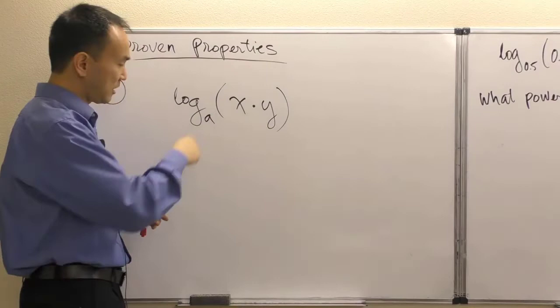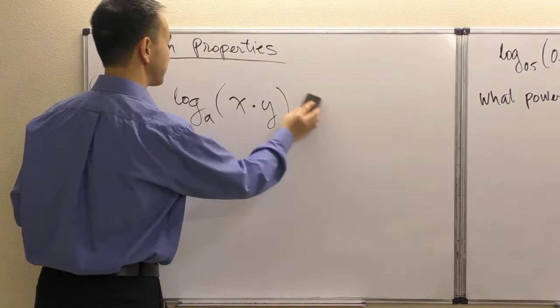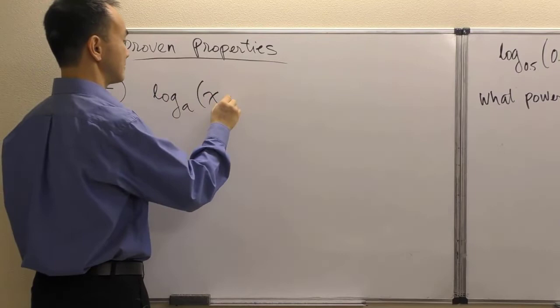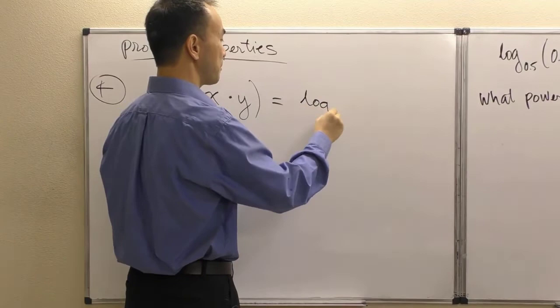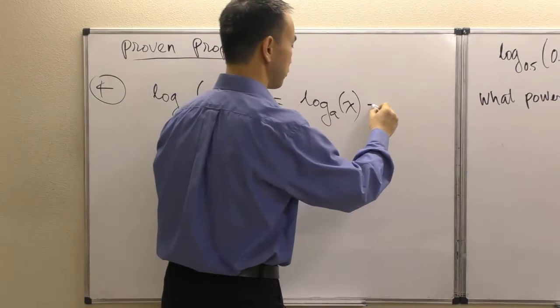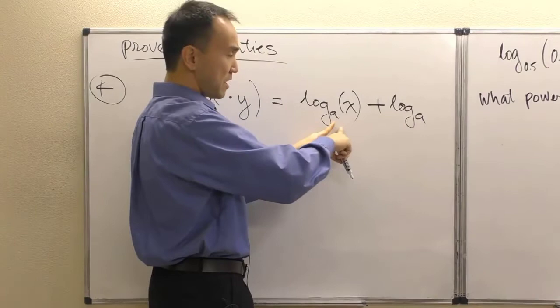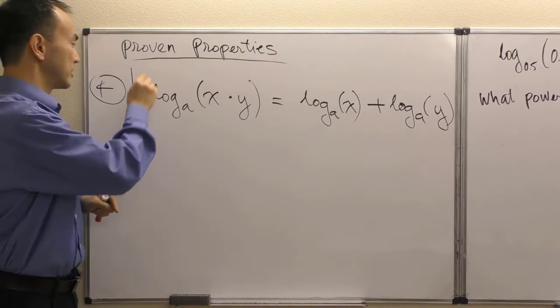This log base A of a product was already proven to be equal exactly to log base A of x, plus log base A, same base, of y. So this is, ladies and gentlemen, property number four right here.